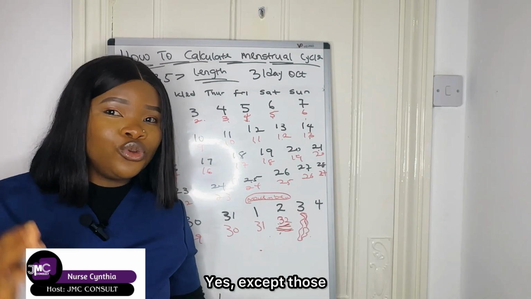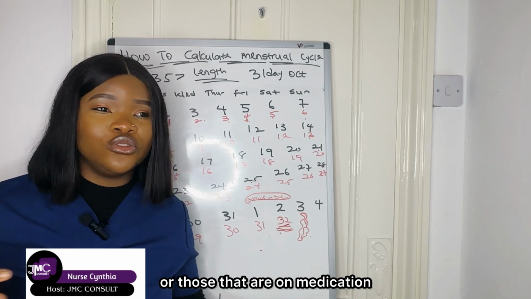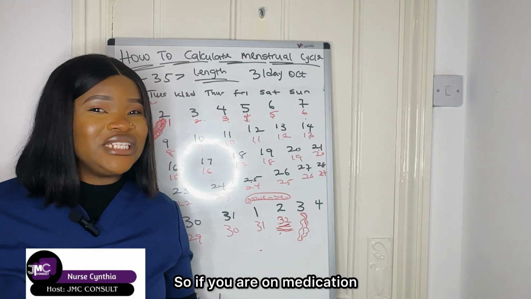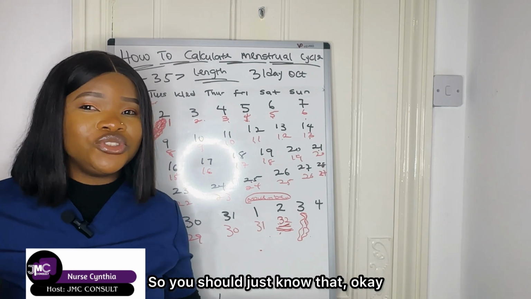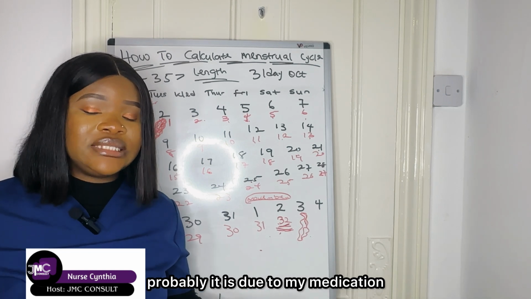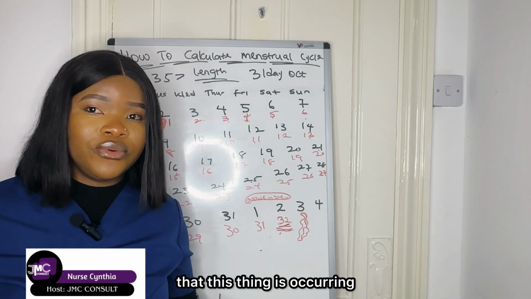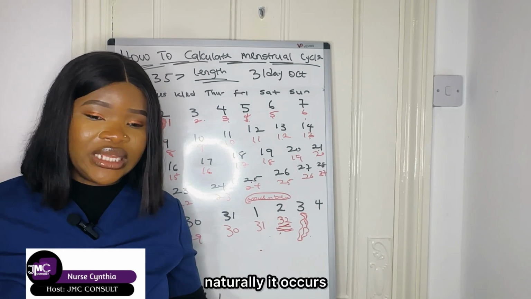Yes, except those that are on contraceptives or on medication. If you're on medication, some medication changes the menstrual length of a person. So you should just know that, okay, probably it is due to my medication that this is occurring. But if you are not on any medication, it occurs naturally.